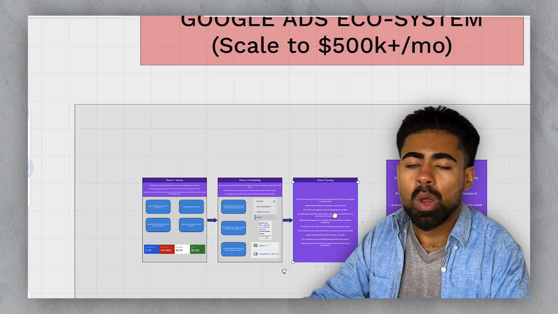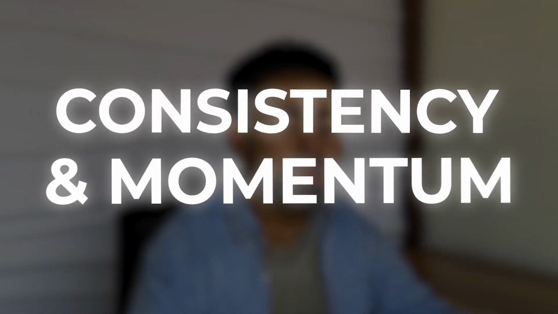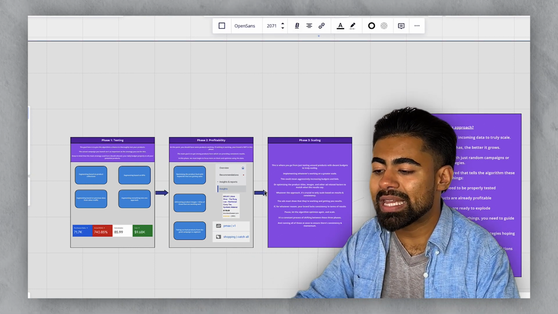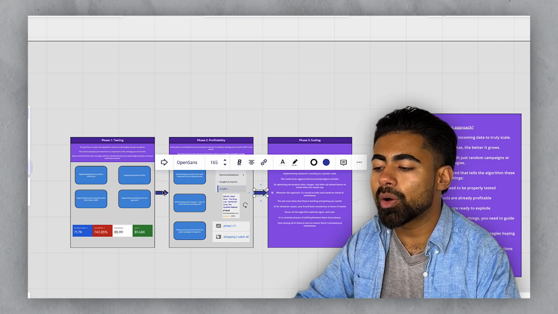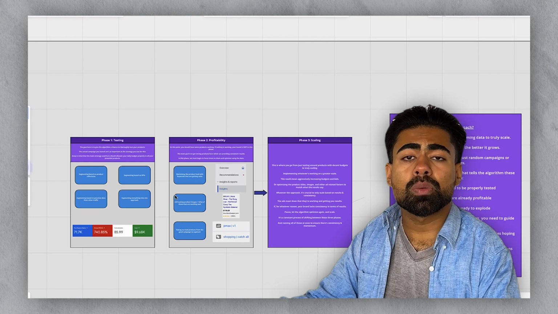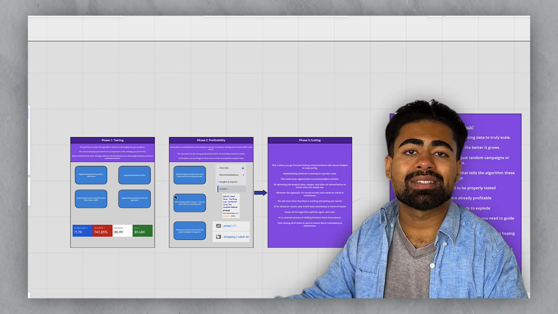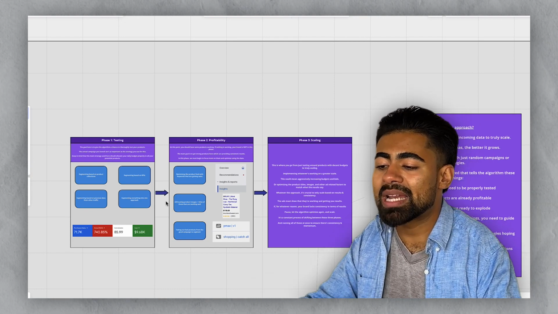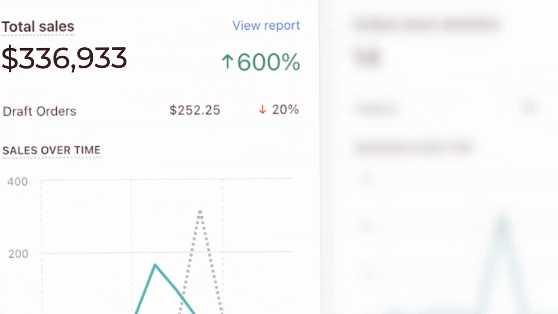It's about running all of these three phases at once within this entire ecosystem to ensure there's consistency and momentum. Because if there's no consistency and momentum within this ecosystem, if you're just too focused on one of these phases, then something else is going to break. That's why these are all linked up together with these arrows right here. If you delete one of these arrows, it's going to break the entire link, which is going to make the entire ecosystem crumble down. So again, keep this entire ecosystem in mind next time you're thinking about scaling your brand beyond $500,000 a month or more.